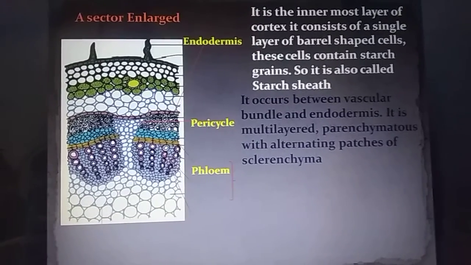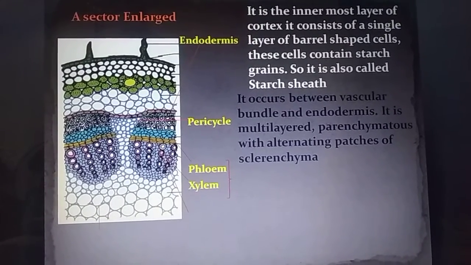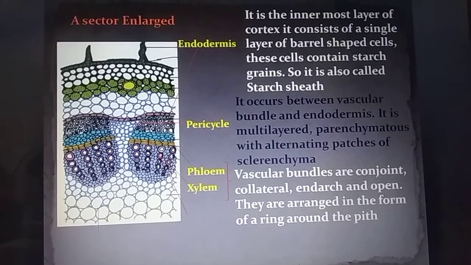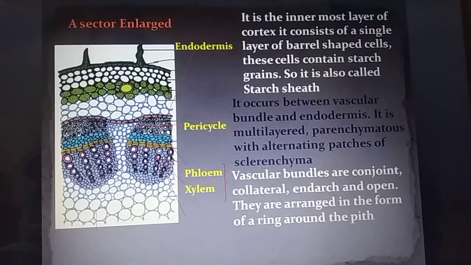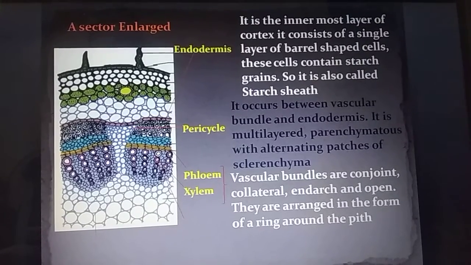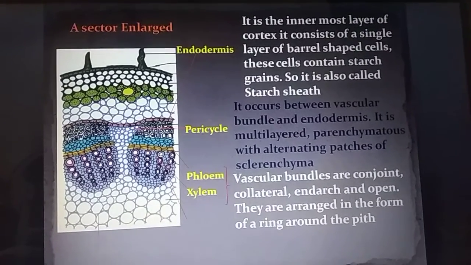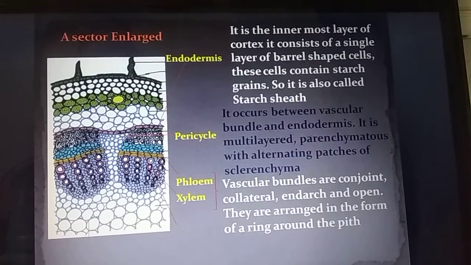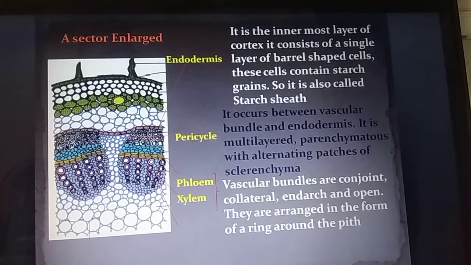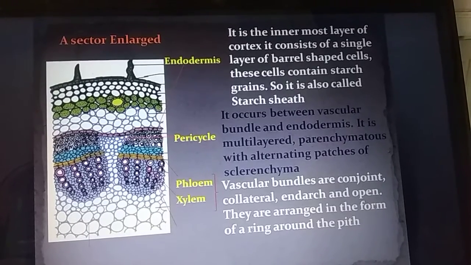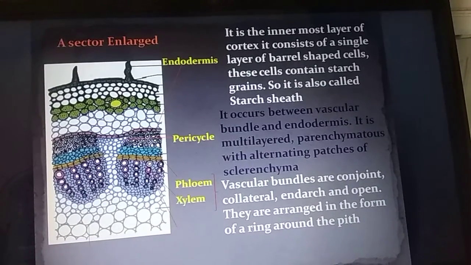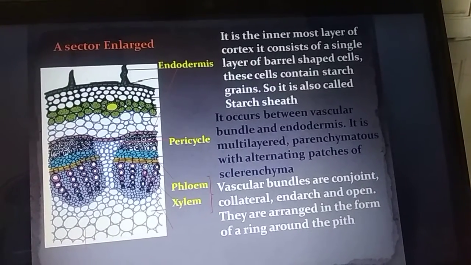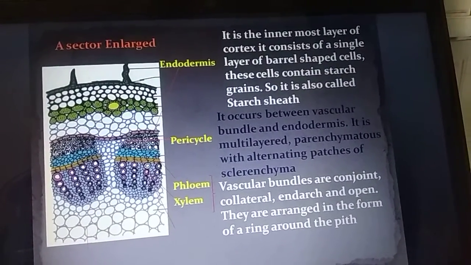Next, vascular bundle: phloem and xylem. Phloem and xylem together, the vascular bundles are conjoined, collateral, endarch, open. Conjoined means they are present together. Xylem and phloem are arranged in the same radial line, so collateral. The cambium is present, so it is endarch and open. They are arranged in the form of a ring around the pith.